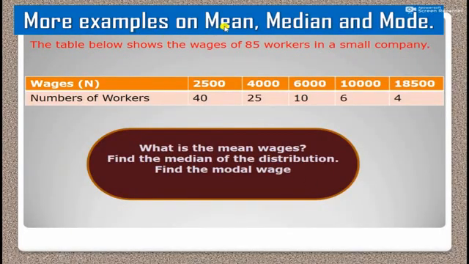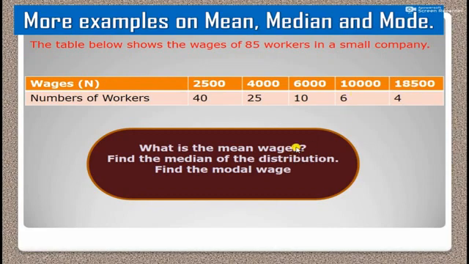Let's take more examples on mean, median, and mode of our distribution. The table below shows the wages of 85 workers in a small company, and the 85 workers are paid in this manner. 40 of them are paid 2,500 naira. 25 of them are paid 4,000 naira. Then 10 of them are paid 6,000 naira. 6 of them are paid 10,000 naira, and 4 of them are paid 18,500 naira.